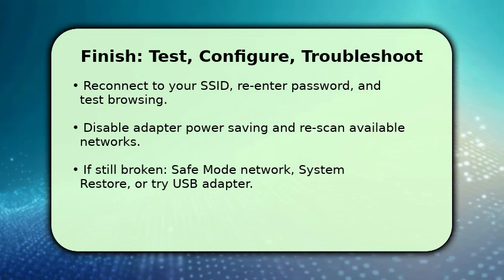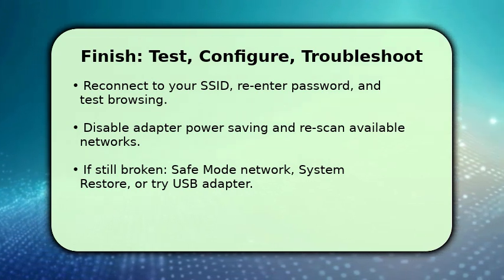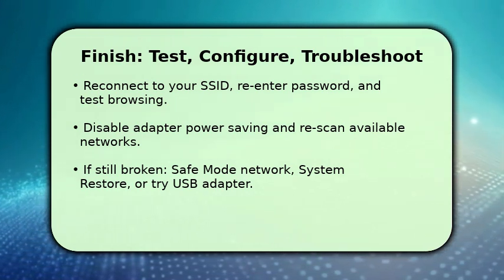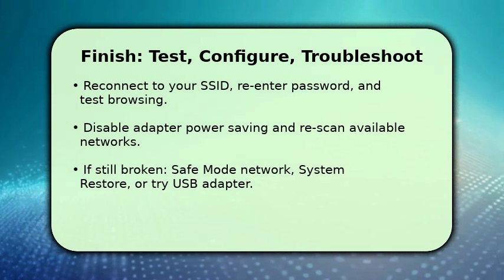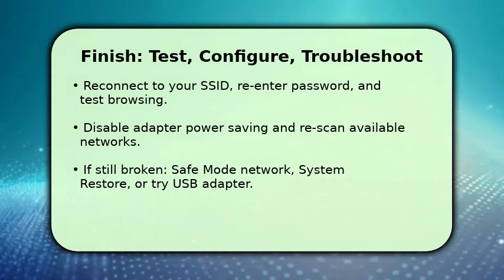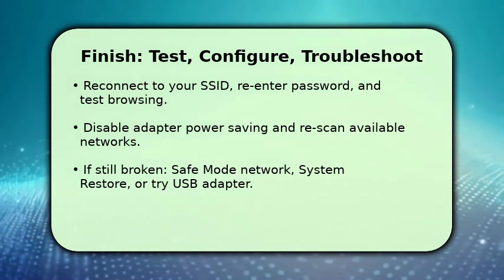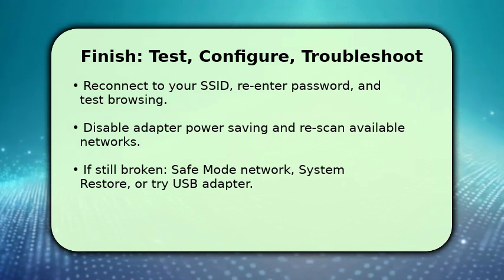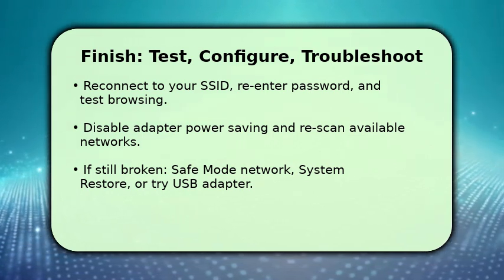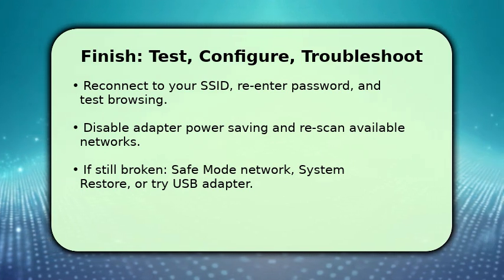Rescan networks and reconnect. If you still see problems, boot into safe mode with networking to isolate software conflicts, or perform a system restore to a point when networking worked. One key troubleshooting tip: try a known good USB Wi-Fi adapter to determine if the internal card is faulty.